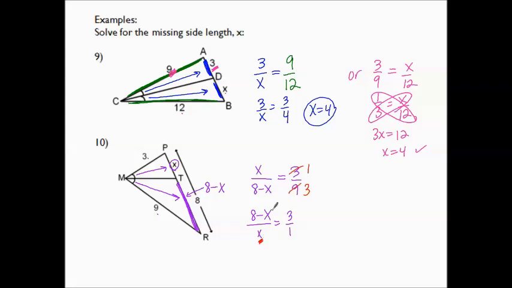I see x down here, so I can add it to the numerator. I see 1 down here, so I can add it to the numerator. How is that helpful? Minus x plus x, the x's in the numerator go away. 8 over x. 3 plus 1 is 4, 4 over 1. Now I can cross multiply. 4 times x equals 8 times 1. Dividing by 4, x equals 2. Good job.